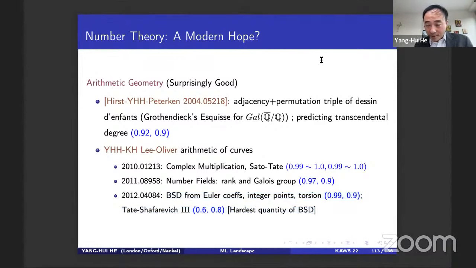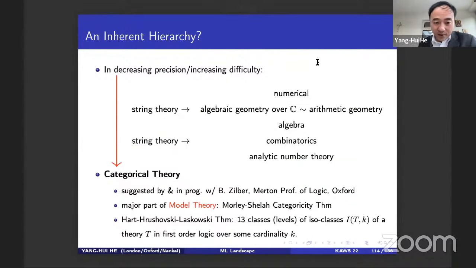I think I'm out of time. So let me just summarize. It seems that I raised two levels of questions, which is, can machine learning help us with conjecture formulation and speeding up algorithms? So for both of them, there's ample evidence now that this is true.